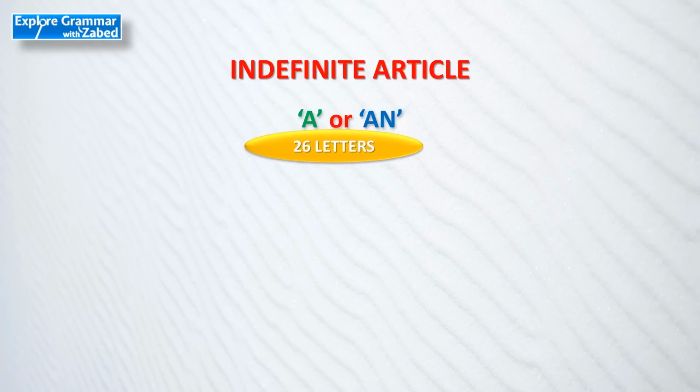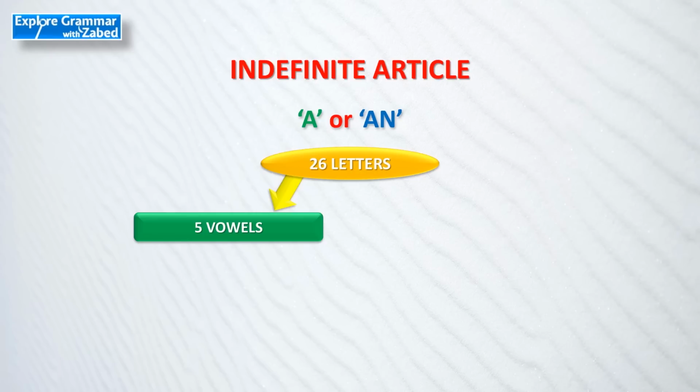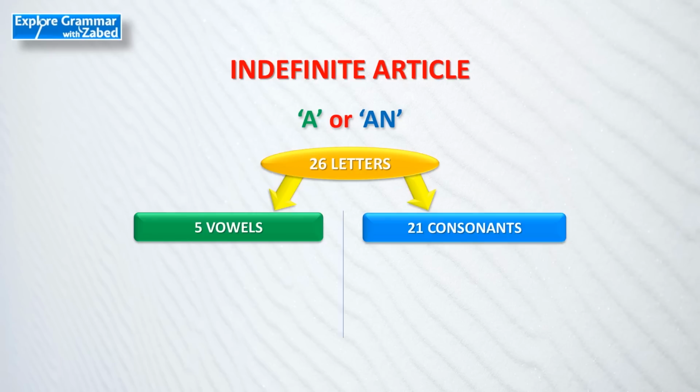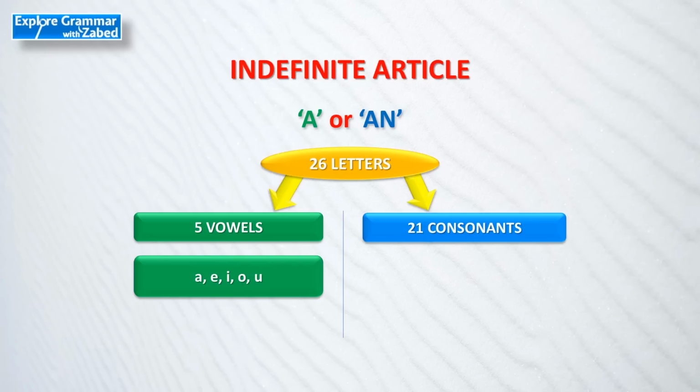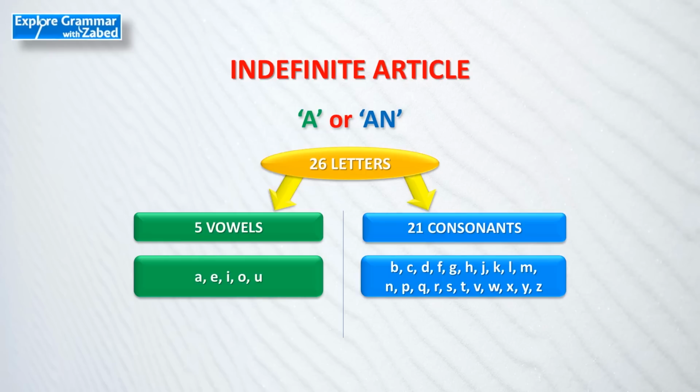Now, let's try to understand how to decide when to use indefinite article a or an. Basically, there are 26 letters in English. Out of them, 5 are vowels and 21 are consonants. The 5 vowels are A, E, I, O, U, and the rest 21 consonants are B, C, D, F, G, H, J, K, L, M, N, P, Q, R, S, T, V, W, X, Y, Z.